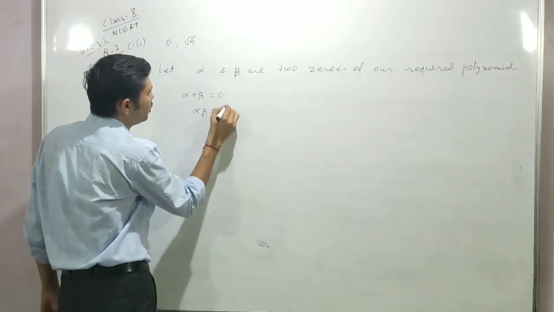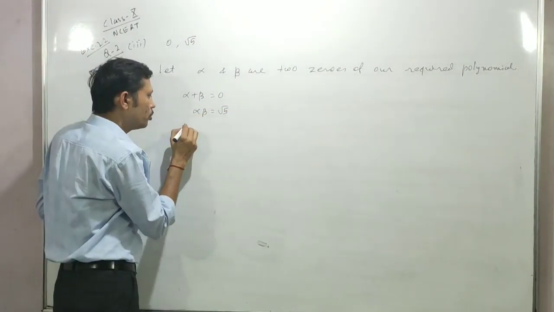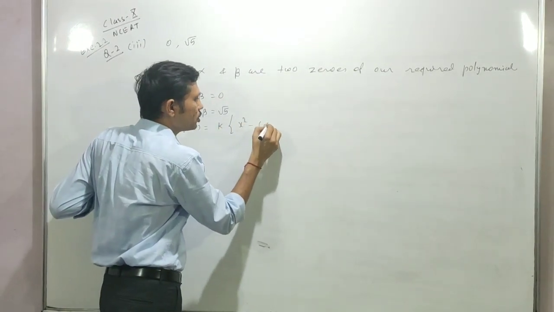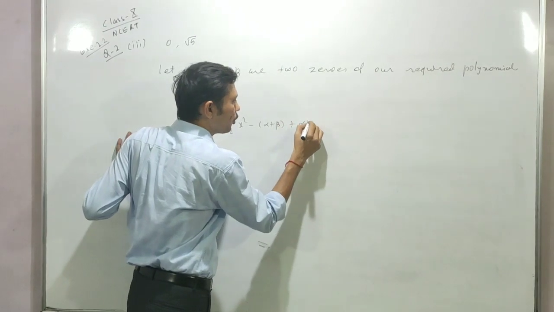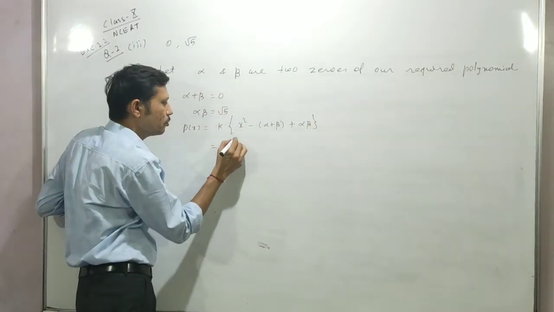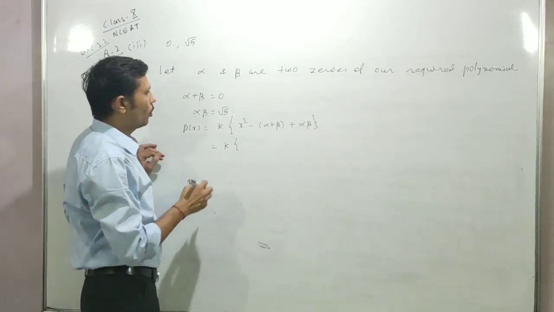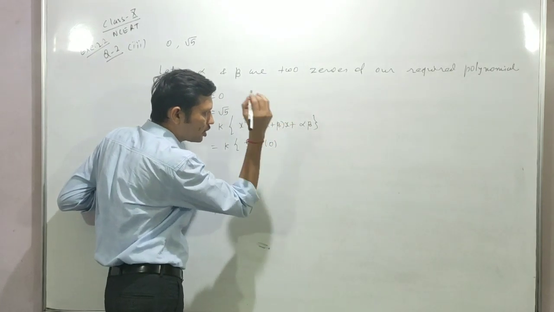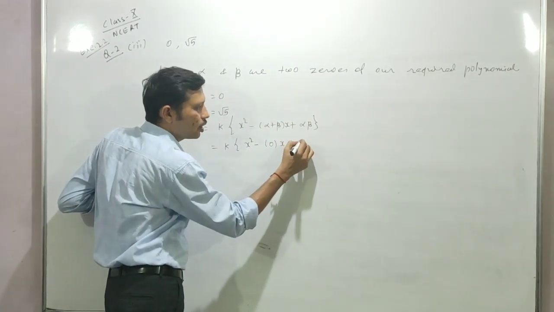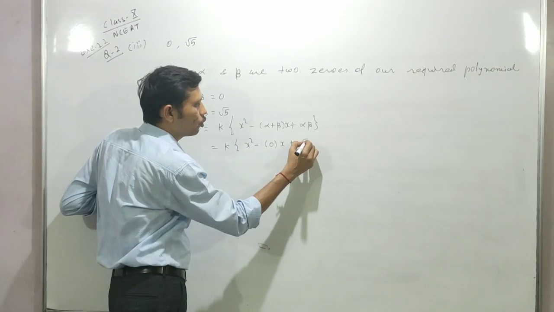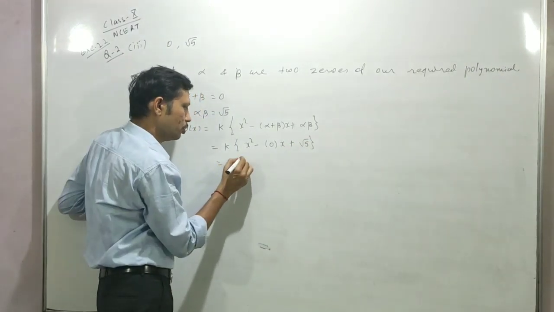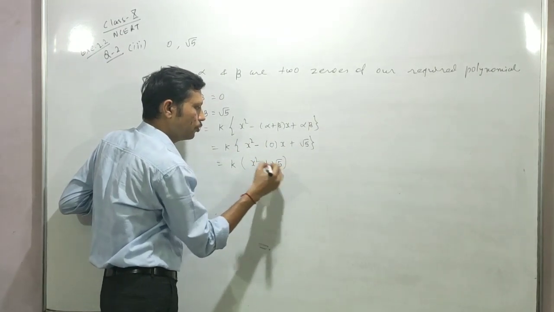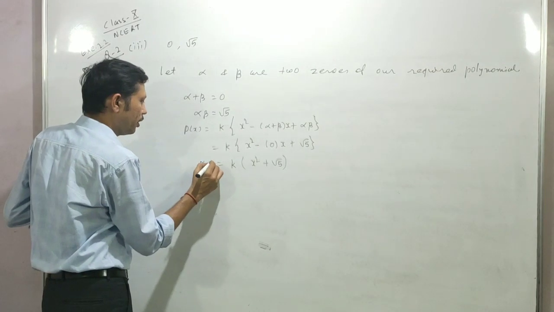The product of the zeros is given as root 5. Now for the polynomial, what do we have to write down? k times x square minus the sum of the zeros times x plus the product of the zeros. Can we write it like this? So x square minus alpha plus beta times x, plus alpha into beta. What is alpha into beta? Root 5. It's a very simple calculation. x square, the sum is 0 so overall 0 value, plus root 5. So this one is our required polynomial.